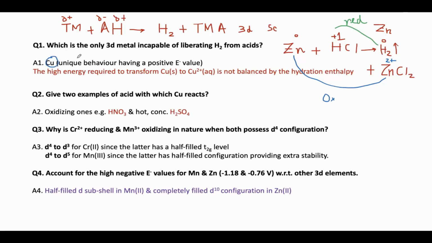So among all the 3D metals that you will encounter in this 3D series, from scandium to titanium reaching to zinc, we will see that copper has some unique behavior. It is actually not capable to liberate hydrogen from the acid. So what is the reason behind this kind of observation? So you see the major thing why zinc 0 will go to Zn plus 2, or any metal from its 0 state, will it go to the M plus 2 state? That actually tells how this reaction will be feasible or not.